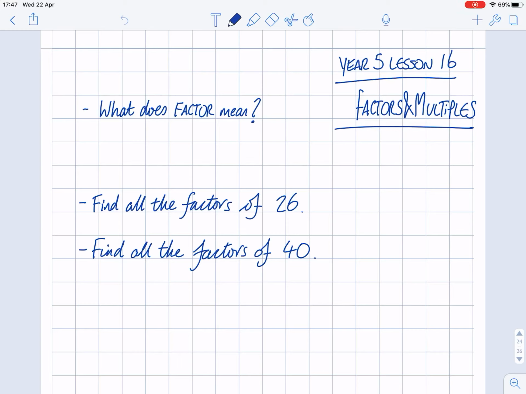Year 5, welcome back. Okay, we're looking at factors and multiples again. All right, so we're following on from session 15. Now, what does factor mean, remember? Okay, so there's loads of different ways of thinking about a factor of a number.